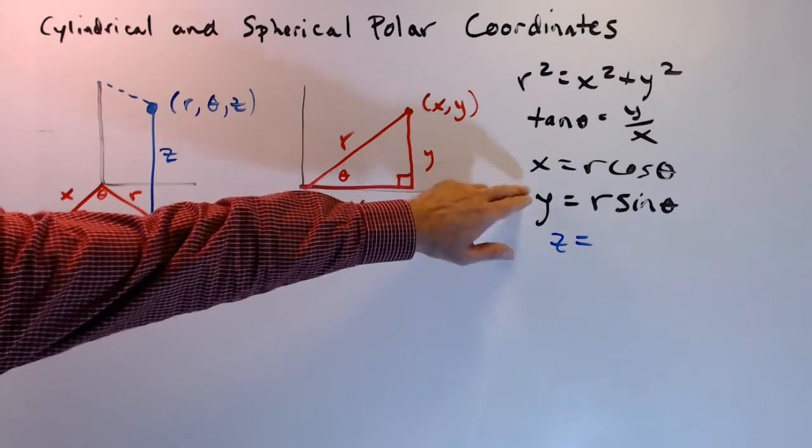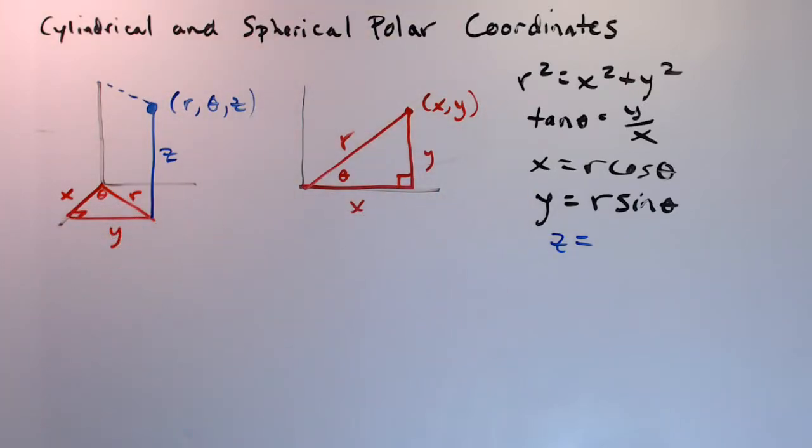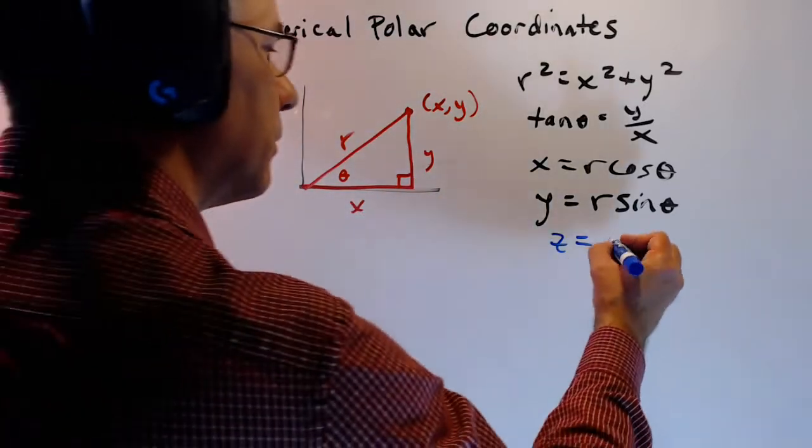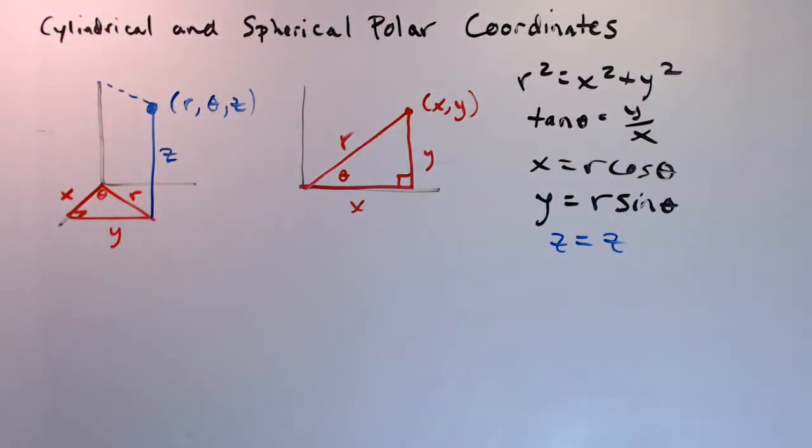We've got formulas for x and y, so what's the formula for z? It's pretty easy. It's just z, because z is the same variable in both coordinate systems. So let's see about spherical polar coordinates. I'll start out by drawing the same stuff I had before.